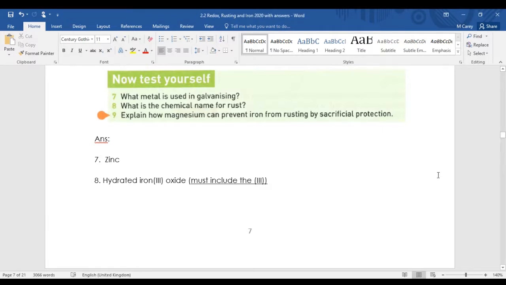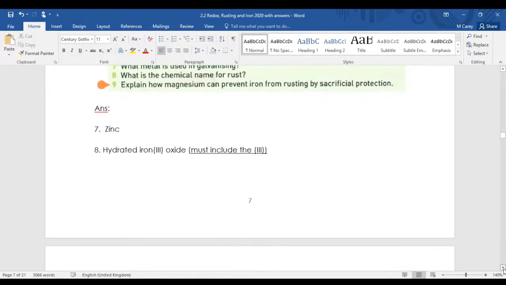Okay, so the metal used for galvanizing is zinc. Chemical name for rust. Now you learn this, they ask this a lot, and it's usually a 2-marker. It's hydrated iron 3 oxide. You must include the 3. If you left that out, you'd only get 1 mark. Okay, so just make sure you're very accurate with that.